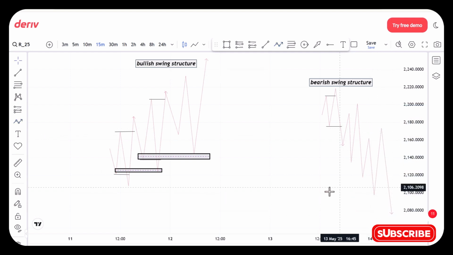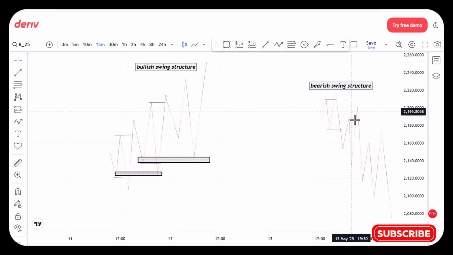Now, if this market is bearish, you will always be able to identify a lot of bearish swing structures. Now, this is the first bearish swing structure that we have. Remember, this swing structure is between this high and this low, this high and this low, this high and this low. Now, the first bearish swing structure we have is between this high and this low. The next one is this high and this low. The last one is this high and this low.